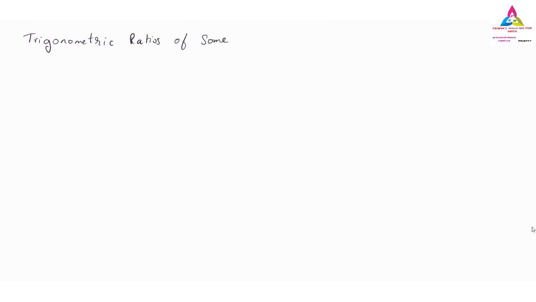So today we are learning trigonometry. Write it on the heading: trigonometry. We have learned trigonometry already, so we have to move on to the trigonometric ratios of some specific angles. You already know what trigonometry is and all these things.